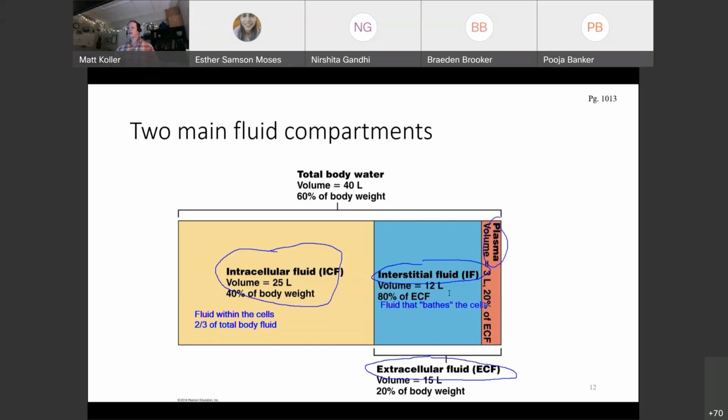And then the blood plasma is basically, think of blood plasma, the liquid part of your blood. And your blood's made up of red blood cells, white blood cells, antibodies, and other proteins. And then you have plasma. And that's the liquid part of your blood.